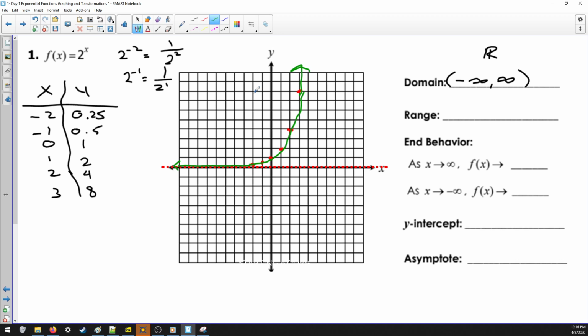So to answer your question, are there any times where the points touch the asymptote? The answer to that is no, okay?